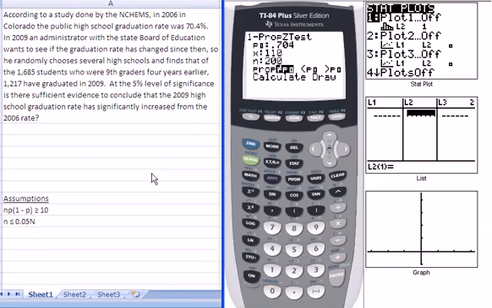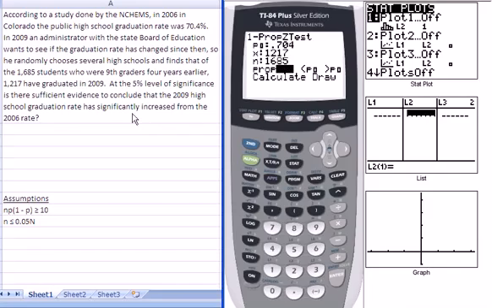The next quantity you're prompted for is x, and x is the number of successes in your sample. That would be, in this case, the number of graduates who were 9th graders 4 years earlier. And in this case that's going to be 1,217. So that's x, and then below that n is your sample size, so that's 1,685.